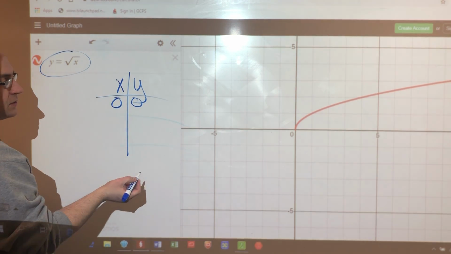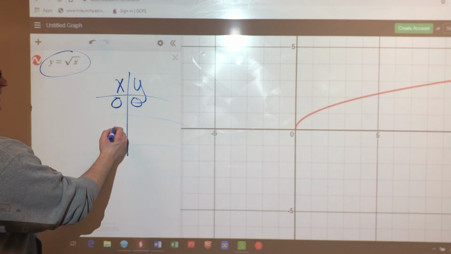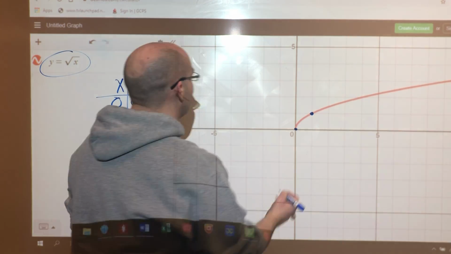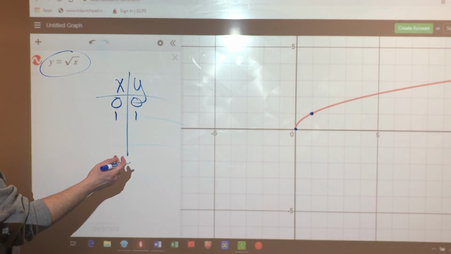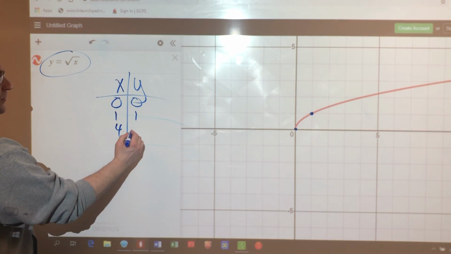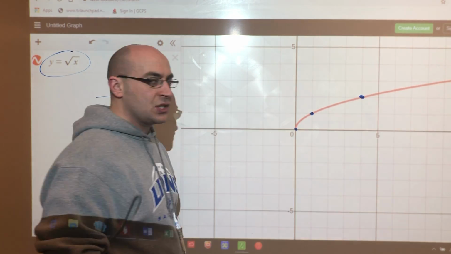So if I plug in 0 for x, I get 0 for y. Now, I could clearly do 1, 2, 3, 4, and 5, but it's going to be really difficult for me to make points on this graph that work. So 0, 0, 1, 1. I'm going to skip 2 and 3, for obvious reasons, because I get decimals. But I'm going to go to 4. Now, I realize that when x is 4, y is 2.